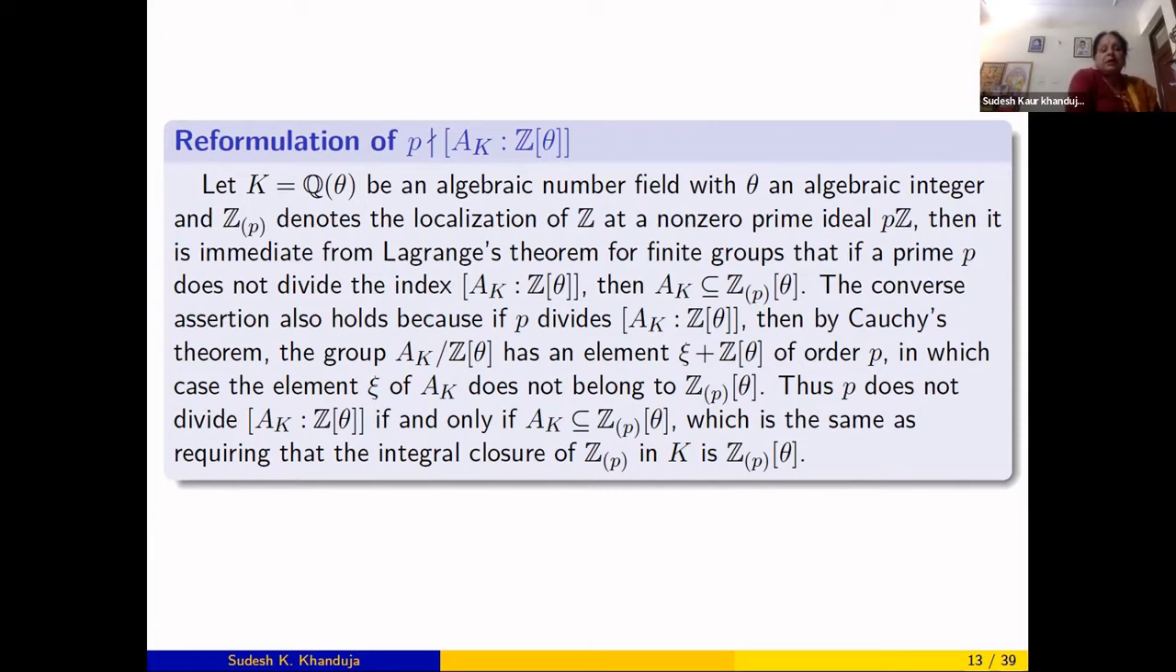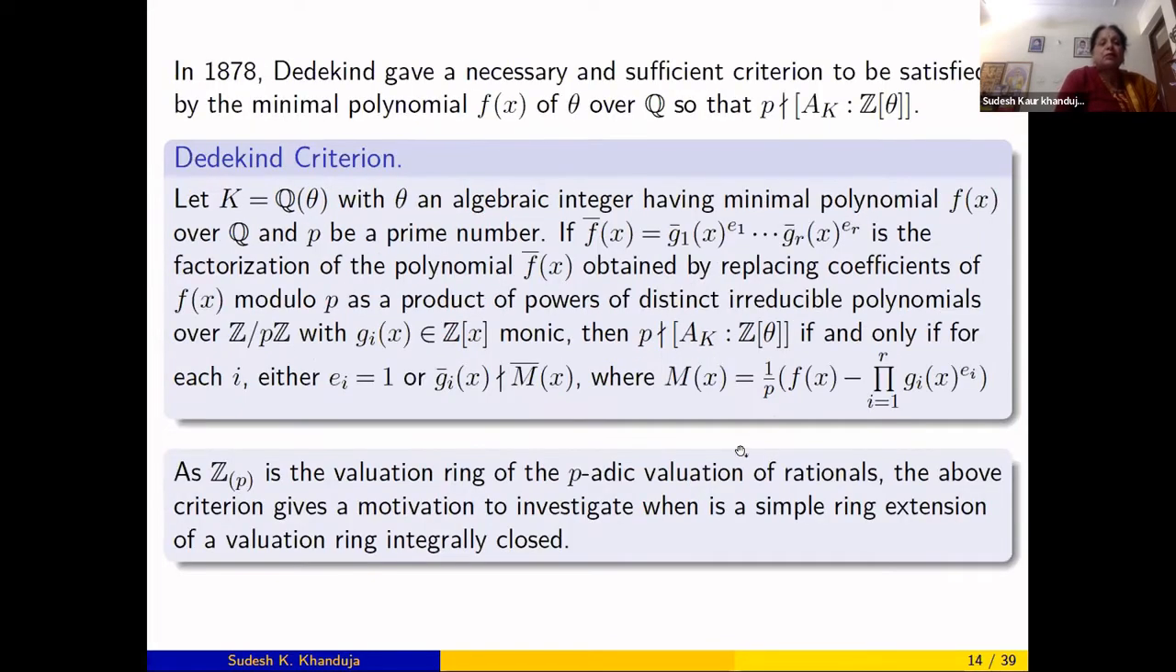Thus, p does not divide this index if and only if AK is contained in the ring Z_p[theta], which is the same as saying that the integral closure of the ring Z_p in K equal to Q(theta) equals Z_p[theta]. So we can read the condition p does not divide [AK : Z[theta]] as saying that the ring Z_p[theta] is integrally closed.